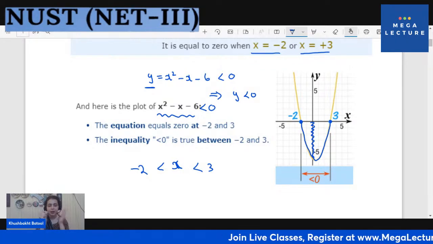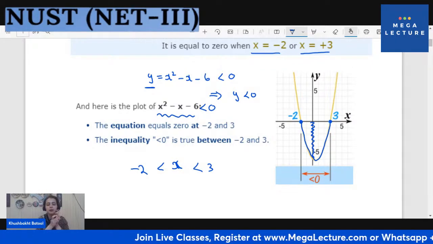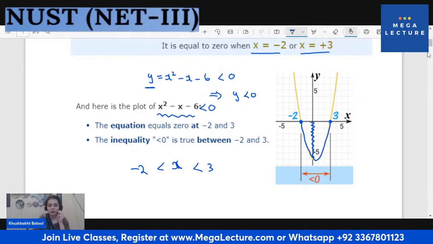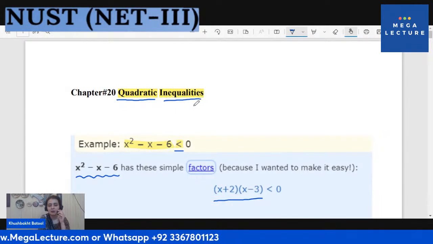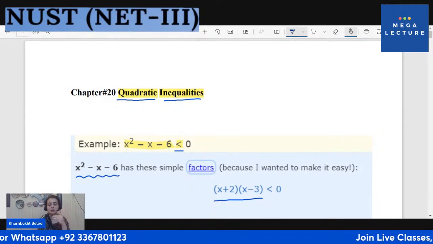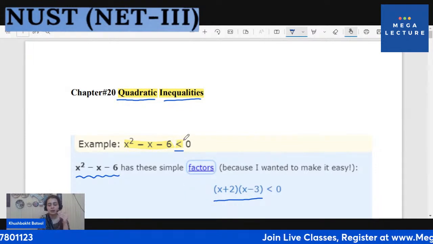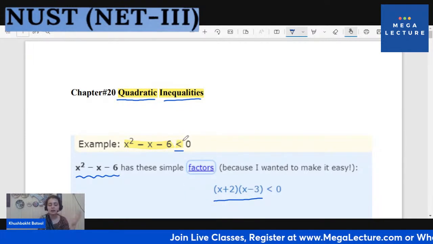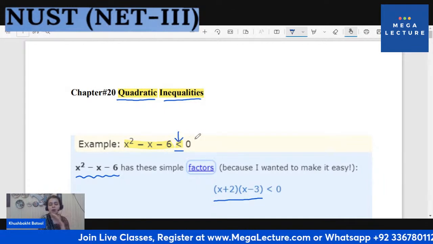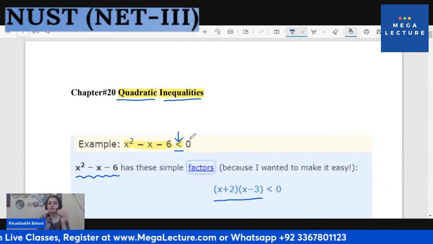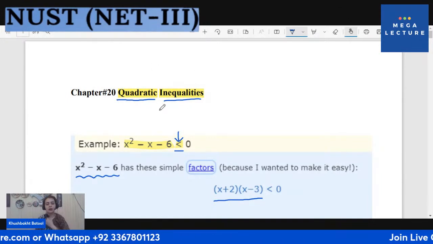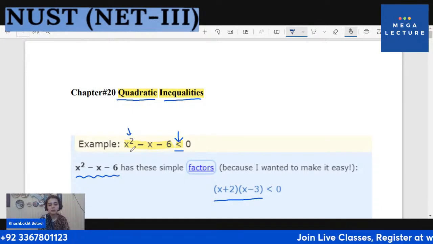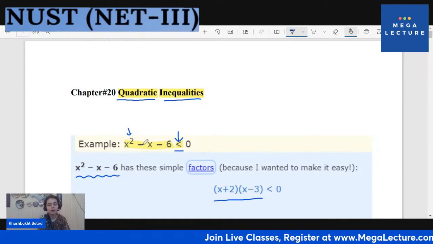I repeat, we are talking about quadratic inequalities. This 20th chapter, the second last chapter, is about quadratic inequalities. So this time around we won't be dealing with equations, we will be dealing with inequalities. How would you know if it is an inequality or not? Through this sign. If you have greater than, less than, greater than or equal to, less than or equal to sign, it means that it is an inequality. If the function has 2 in the power, if the degree is 2, it would be quadratic. So this is how any quadratic inequality looks like.